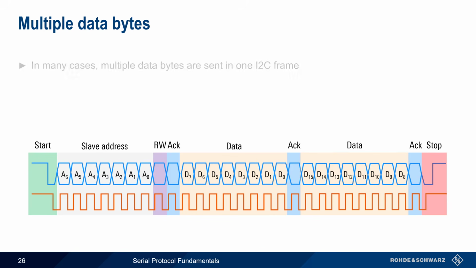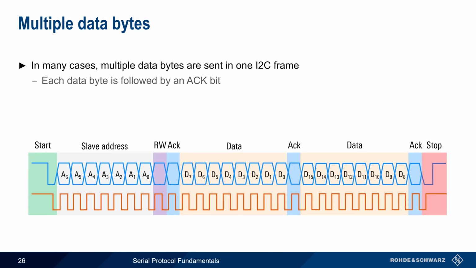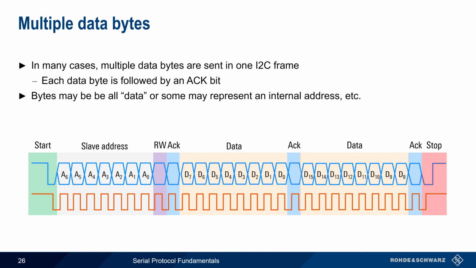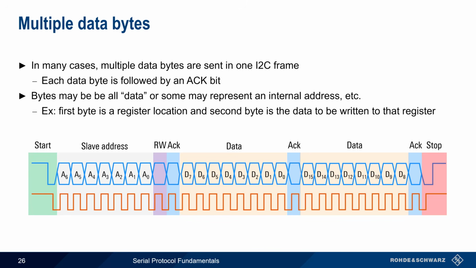In many cases, multiple data bytes are sent within a single I2C frame. Additional bytes are simply concatenated onto the previous byte, although note that each data byte must be individually acknowledged. I2C doesn't specify the content or the purpose of the data bytes. These bytes may all be data, but often one of them will indicate an internal address or register location in the slave device. For example, if the master wants to write a certain value to a specific register within the slave, the first data byte might be the address or location of that register, and the second byte would be the actual data that's to be written to that location.